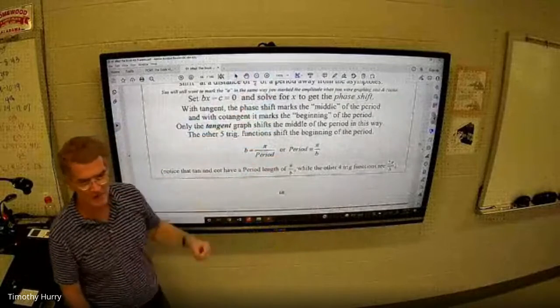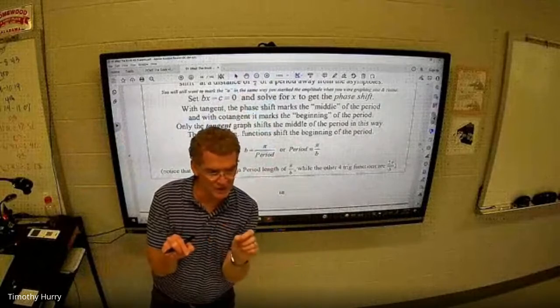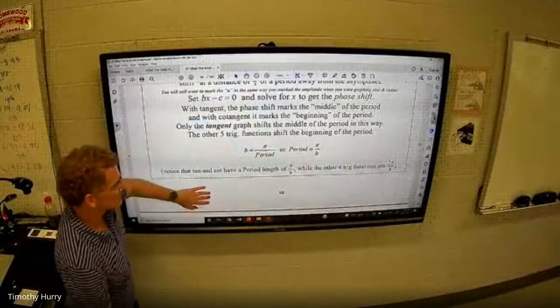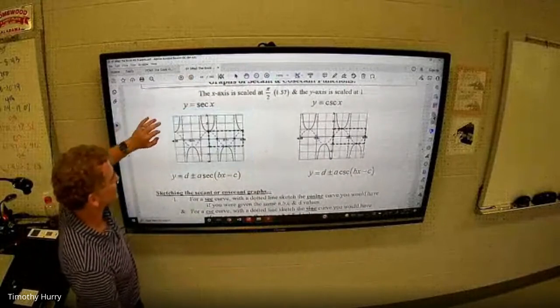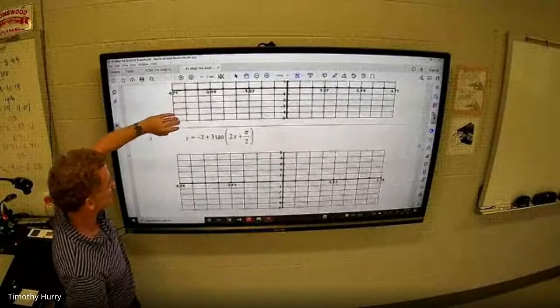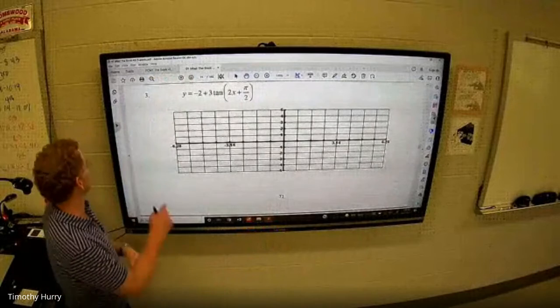And since it's pi over b, I take that, and if it happens to be tangent, I go half each way. But if it's cotangent, I just mark a full period and get the other asymptote. So let's graph a couple of these. I don't think you're going to have a whole lot of trouble. I'll come back to those. So I'm on page 70 down here at number 3. All right, so 70, number 3, let's take a shot.